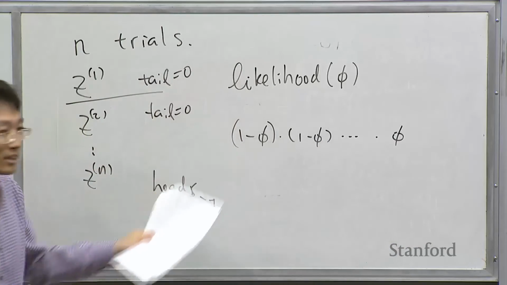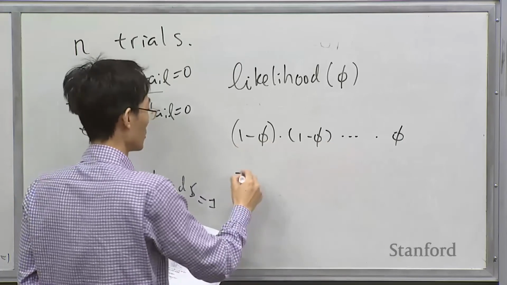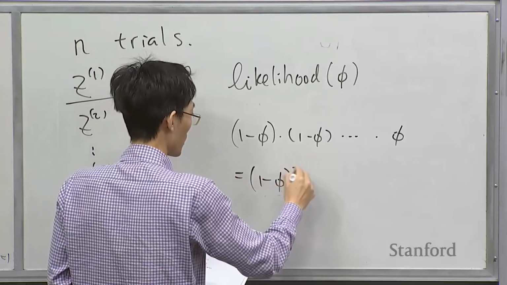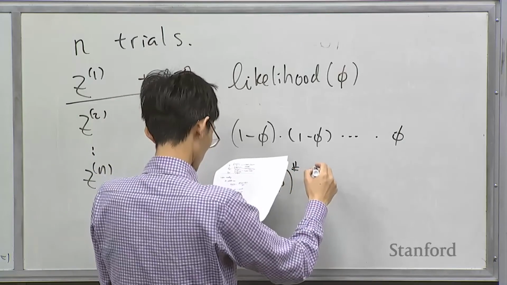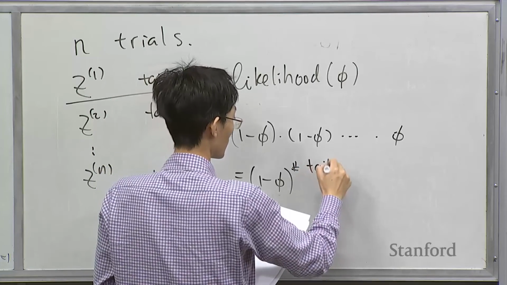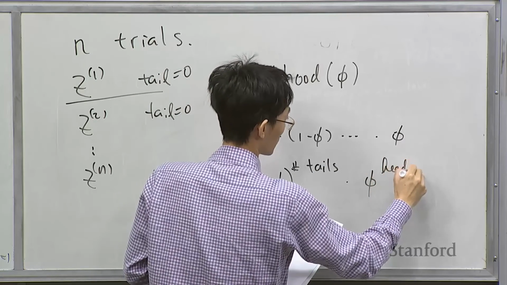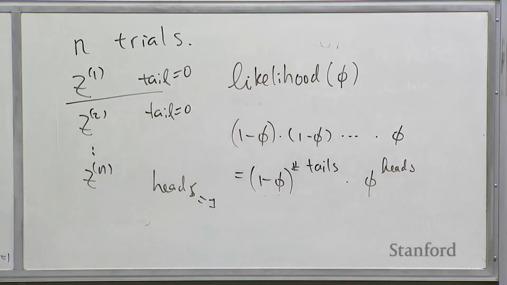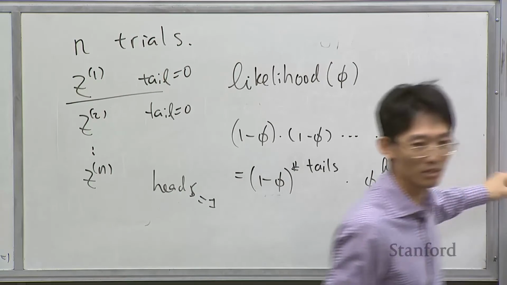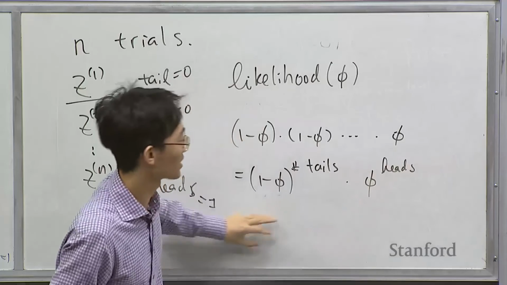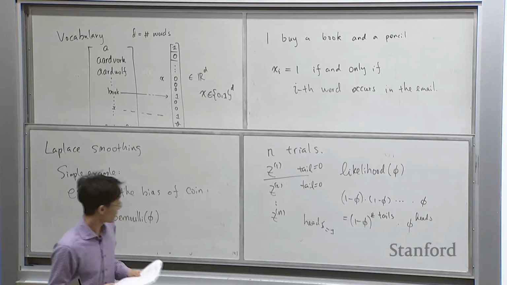And if you organize this, you count how many 1 minus phi there are and how many phis there are. This will be 1 minus phi to the power of the number of tails, times phi to the power of the number of heads. If you really look at this example, you will see that the formulas are very, very similar. Actually, this example is a toy case for that in some sense.